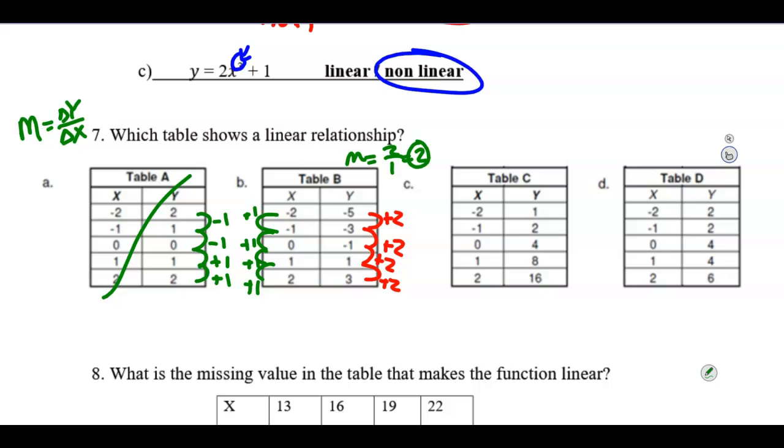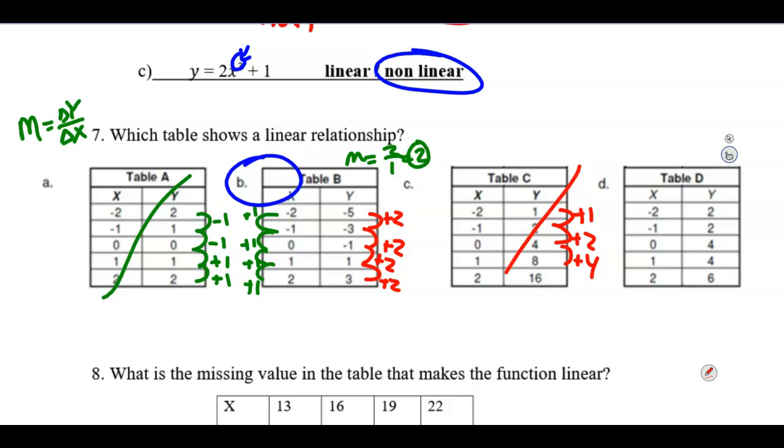This one, we can write a slope. I know that means this one is linear. Let's check the other ones to make sure, though. We want to make sure we understand. So let's check C and see why that's not linear. If I look at these, I go from 1 to 2, that's plus 1, 2 to 4, that's plus 2, and that's plus 4. So right away, these aren't going by the same numbers. That's why it's not linear.